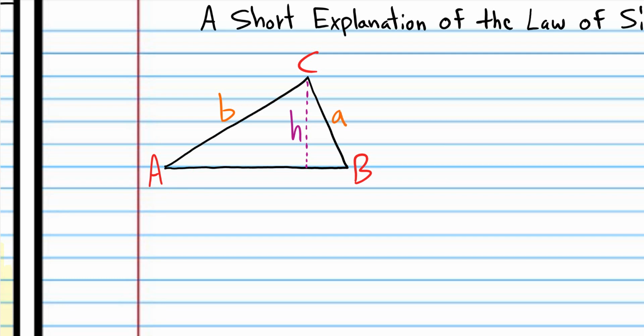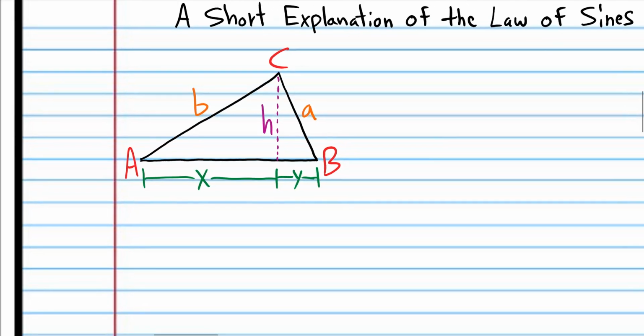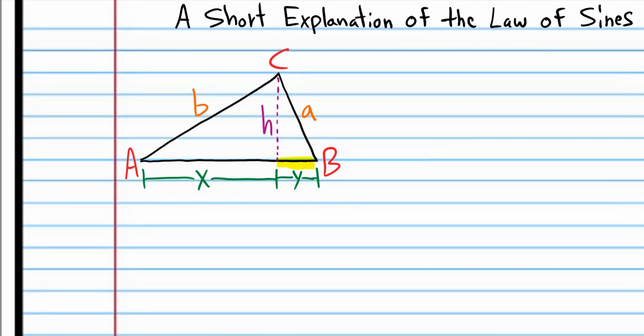And that is the notation that we're going to use for the next couple classes to label the sides and the angles of triangles. So that's very, very important. Now I'm going to call this length x, and I'm going to call this length y. So this yellow length is y, and this blue length is x.